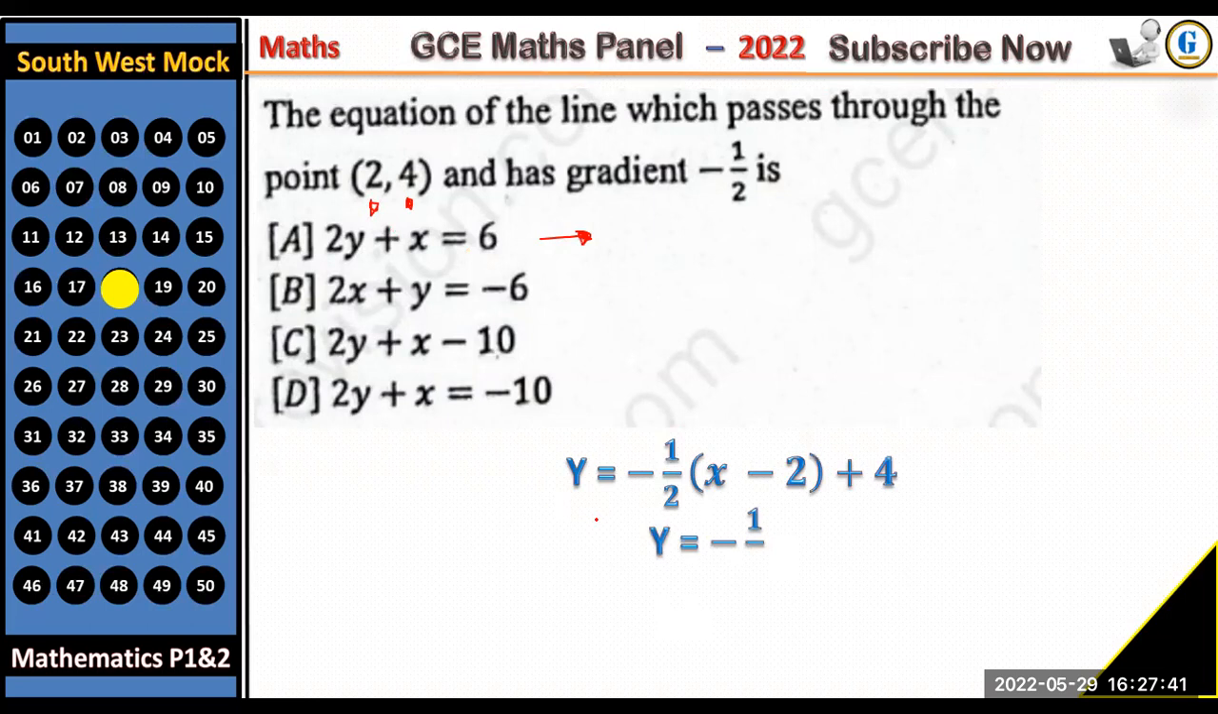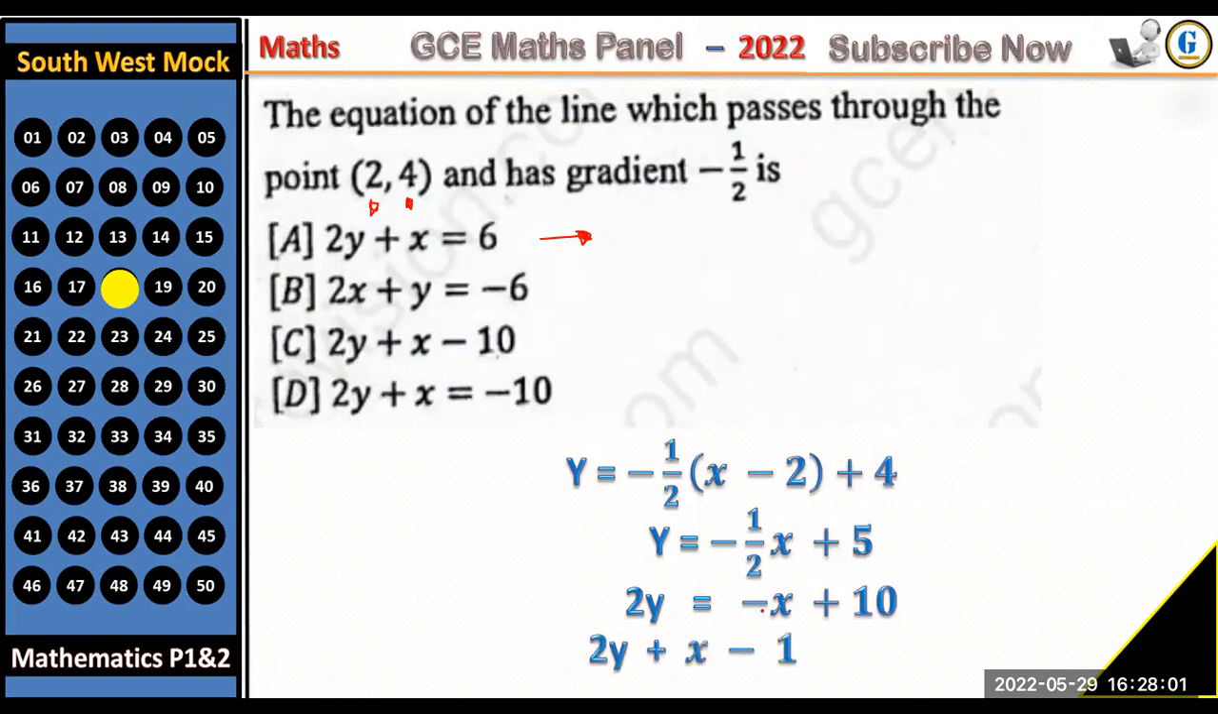So we open out these brackets, we have y to be equal to minus a half times minus 2 is plus 1. Plus 1 plus this 4 here is equal to 5. We now multiply all through by 2. And we have 2y is equal to minus x plus 10. If you carry this x to the left-hand side, we'll have 2y plus x minus 10 equals 0. So our key here is C. They've omitted the equals 0, but there's no problem. So it's C.